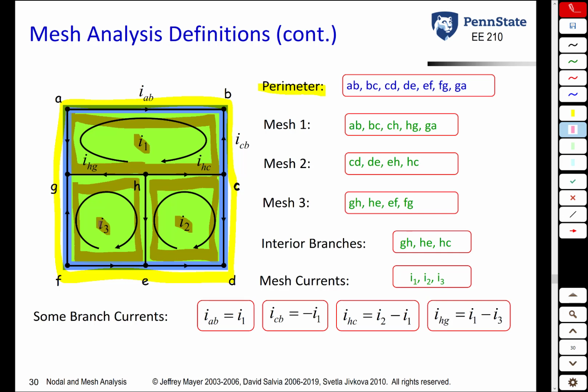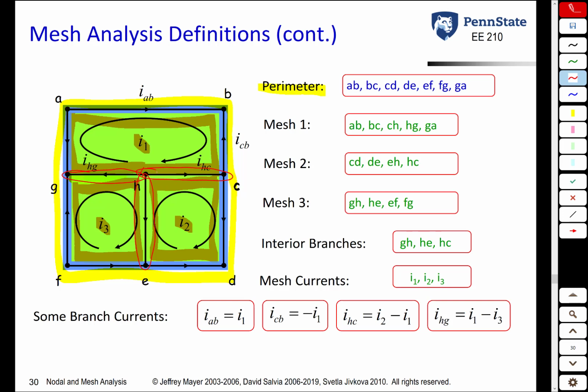Our interior branches, there are three of them. So we have a branch between G and H, so that's this branch here. We have a branch between H and E, that's this branch here, and a branch between H and C, that's that branch right there.